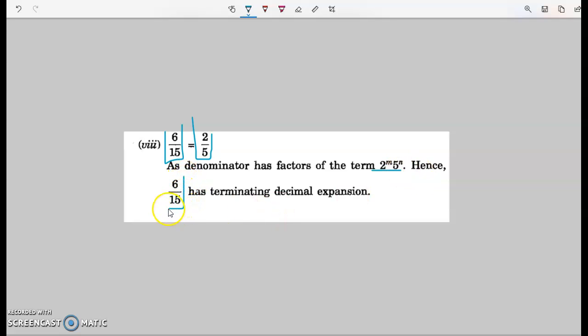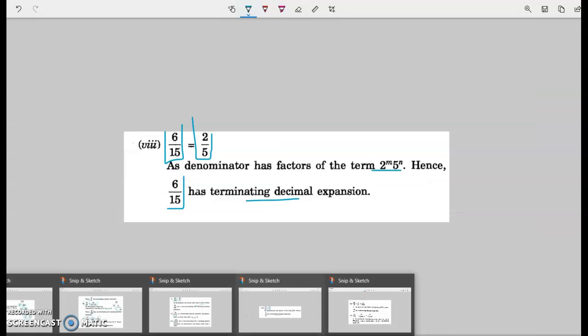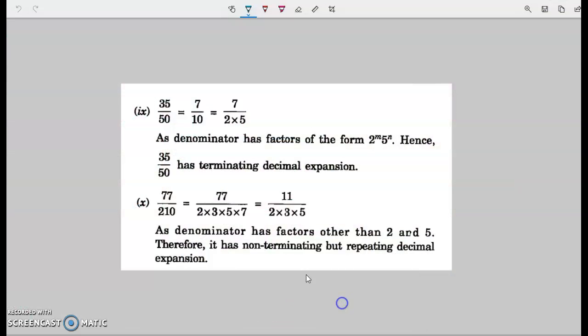Hence 6 by 15 has terminating decimal expansion. Moving on to the 9th question, that is 35 by 50. 35 by 50 can be written as 7 by 10 by cancellation, and 10 can be written as 2 into 5, that is 7 by 2 into 5. As the denominator has factors of the form 2 power m into 5 power n, hence 35 by 50 has terminating decimal expansion.